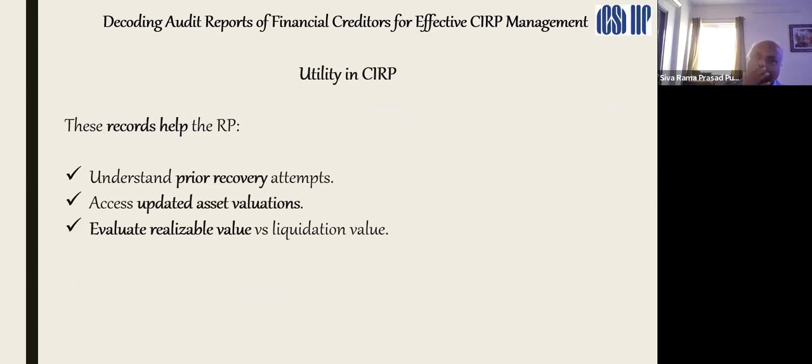Utility in CIR. These records help the RP understand the prior recovery amounts, items, and assess updated asset valuations, and evaluate realizable value versus liquidation value. All these things are happening. So evaluate realizable value versus liquidation value.